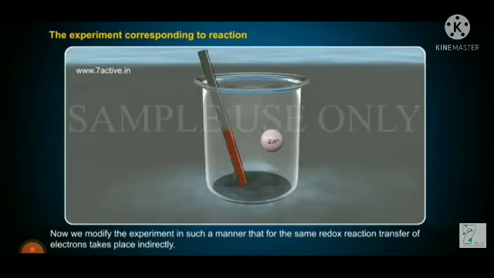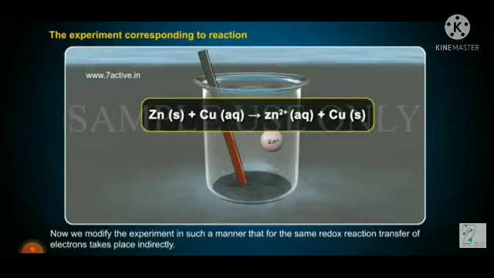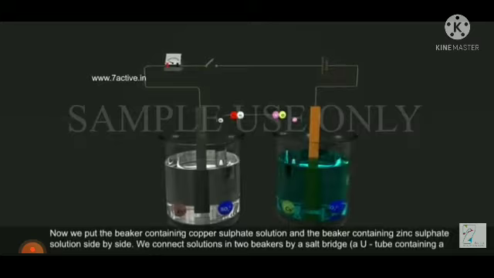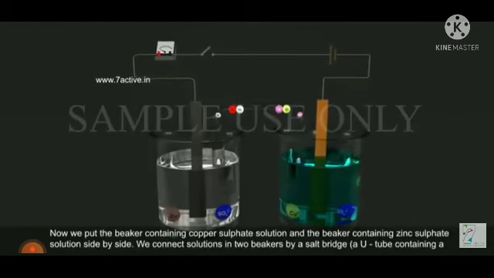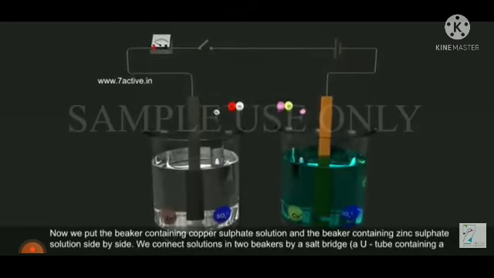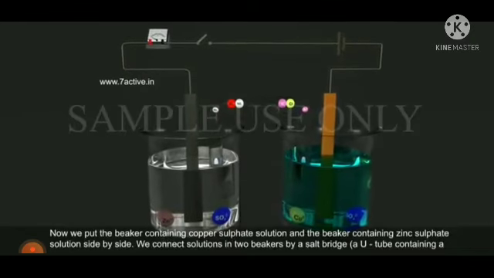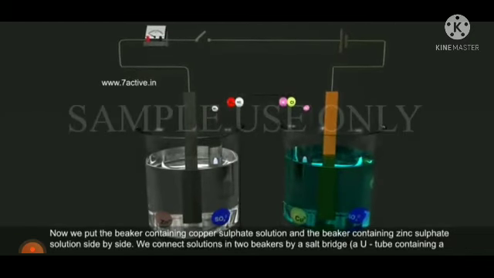Now, we modify the experiment in such a manner that for the same redox reaction, transfer of electrons takes place indirectly. Zn plus Cu2+ gives Zn2+ plus Cu. Now, we put the beaker containing copper sulfate solution and the beaker containing zinc sulfate solution side by side. We connect the solutions in the two beakers by a salt bridge.